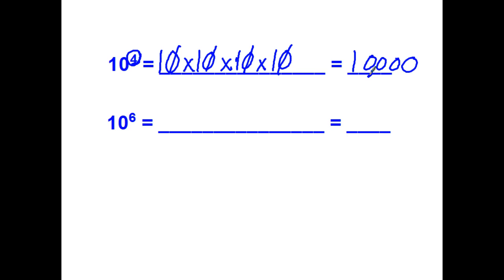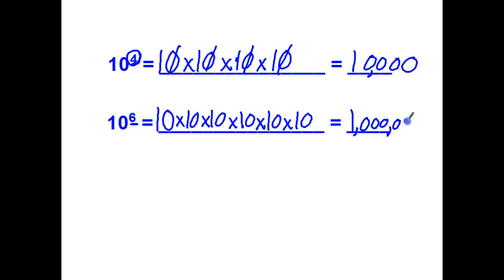10 to the sixth means I'm multiplying tens. How many of them do I need? According to my exponent, 6. So 10 times 10 times 10 times 10 times 10 times 10. 1, 2, 3, 4, 5, 6 of them, which means I'm going to have a 1 with 1, 2, 3, 4, 5, 6 zeros at the end. So 10 to the sixth power is really a million.